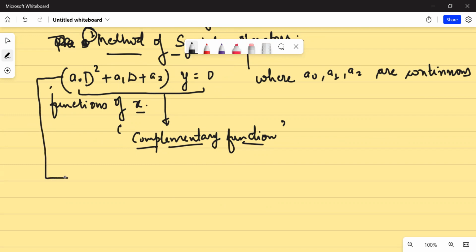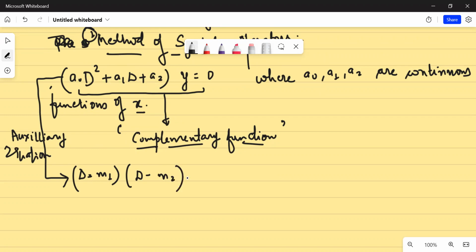Now, the methodology in the method of symbolic operators is to first find an auxiliary equation corresponding to this linear differential operator. We create a polynomial out of it, an auxiliary equation which can be factorized in terms of the roots. On the basis of the nature of these m1 and m2, we write the solutions.